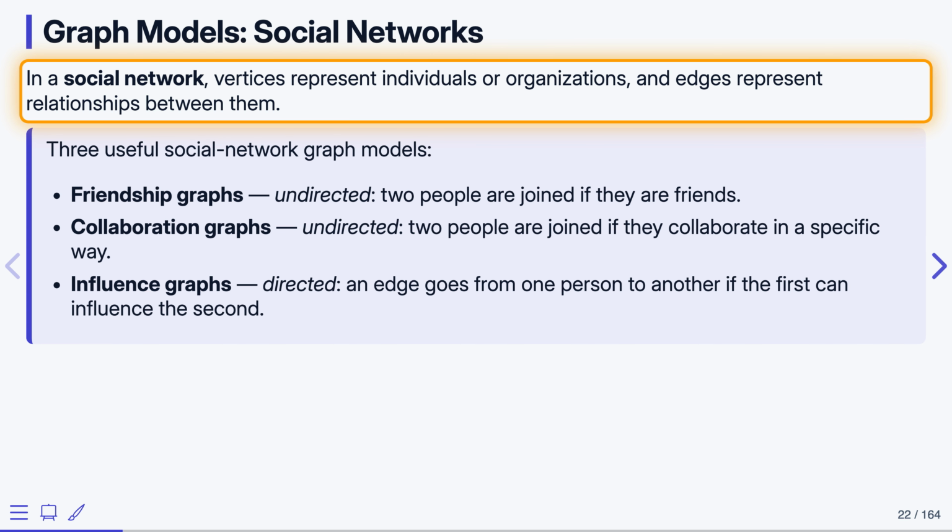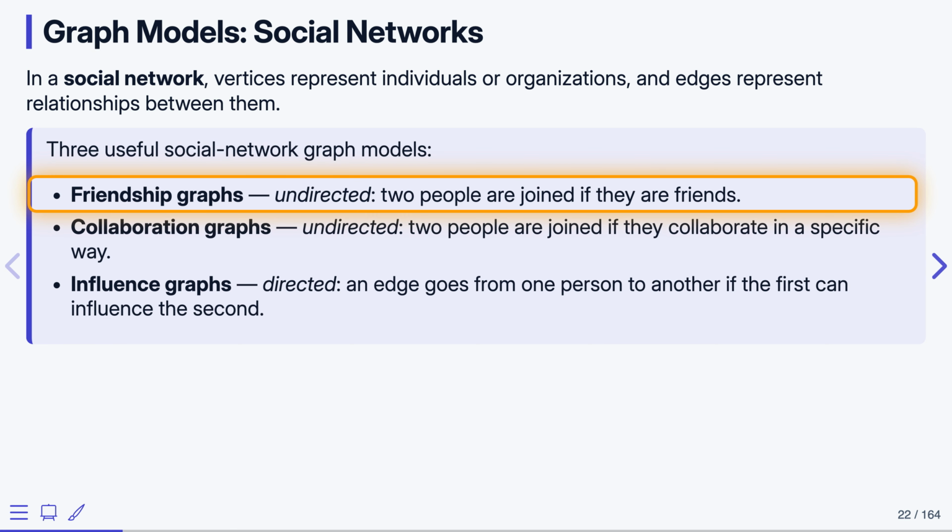Let's look at social networks. A social network is a picture of people and how they relate. Each dot stands for one person or one group. Each line stands for a relationship between them. We use 3 main kinds of graph here.